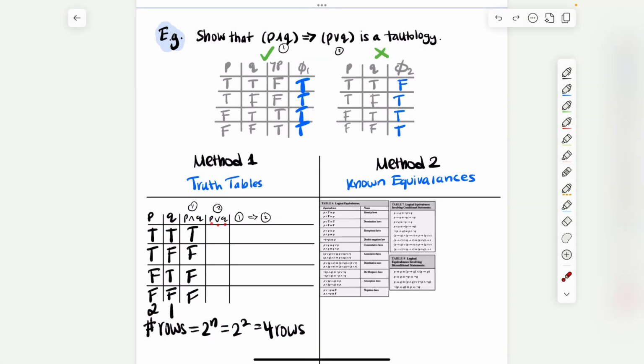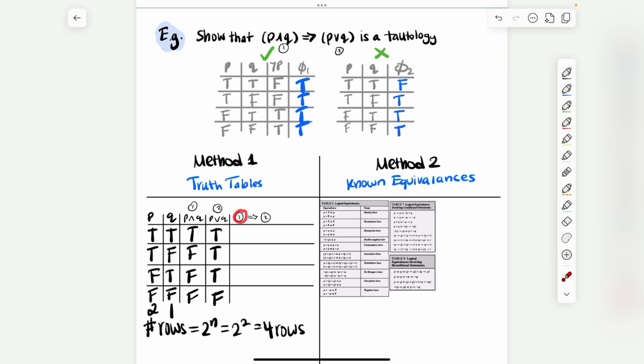Here we have P or Q. Remember, an OR operator is only going to give you true if this or this is true. So only one of them has to be true. So again, we're looking at P and Q, and I only need to see at least one true. So here I see a true, the whole thing's going to be true. Here I see at least one true, so the whole thing is going to be true. Here I see at least one true, so the whole thing's going to be true. Here I see no true, so otherwise it's false.